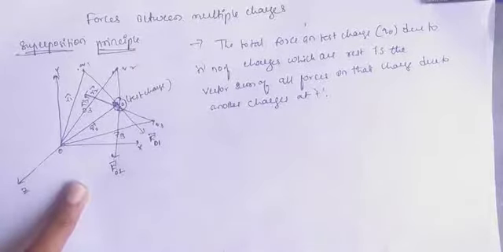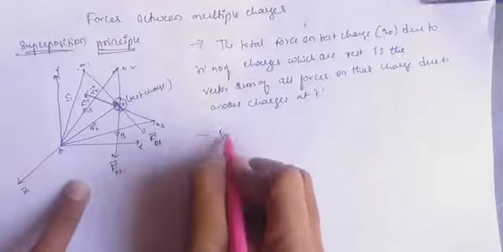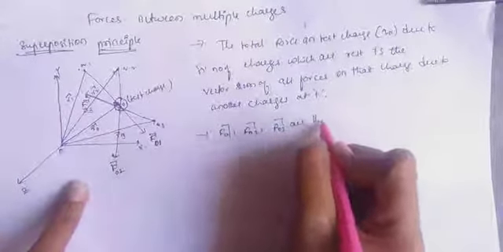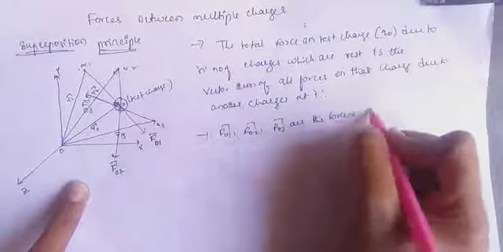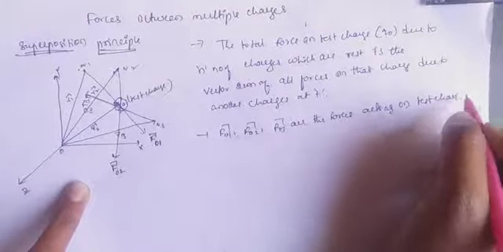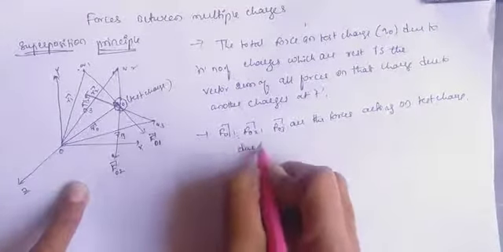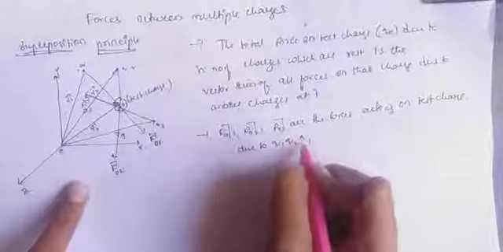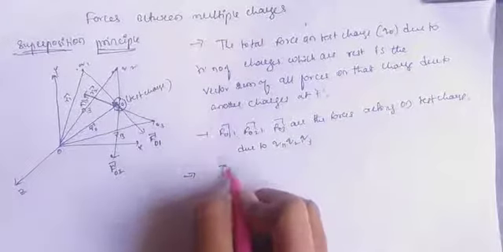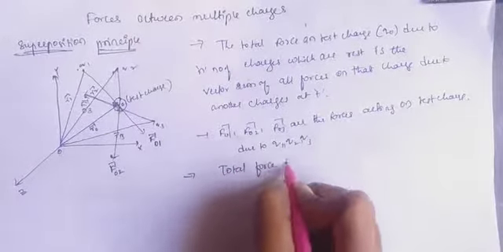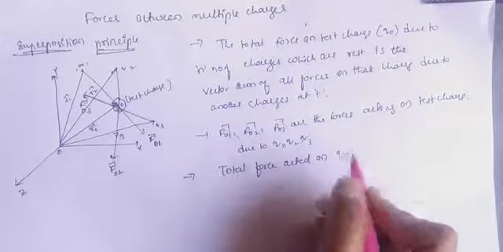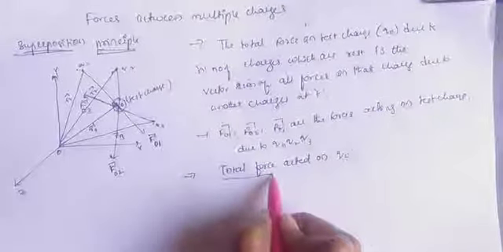Now here we are getting f01, f02 and f03, the forces acting on the test charge due to q1, q2, q3. Now here we have to get the total force, that is the total force acting on the q0 test charge. To get the total force, we have to take the vector sum.